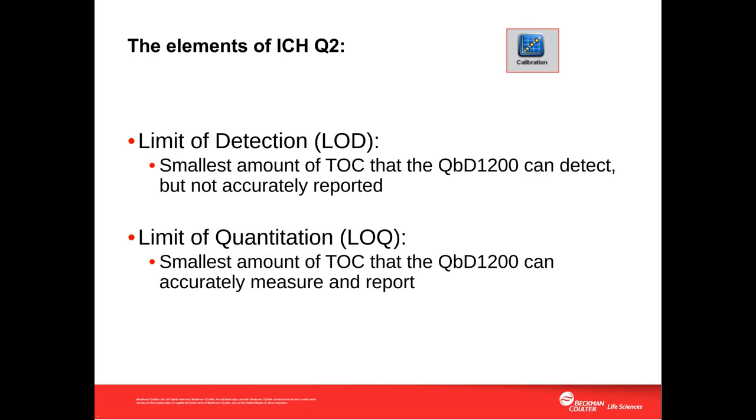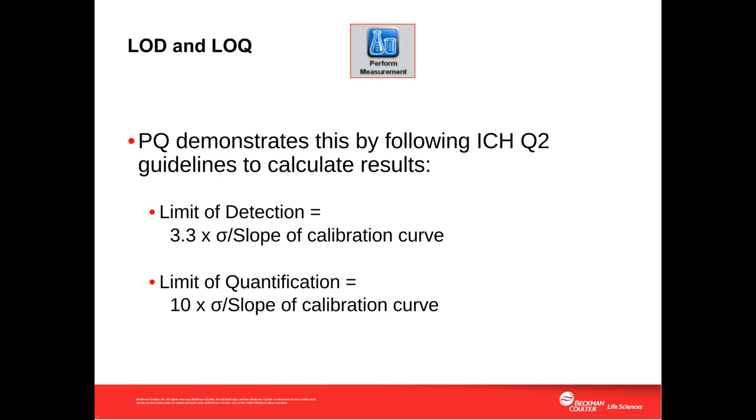Now, the limit of detection is the smallest amount of a substance the analyzer can detect, but not necessarily accurately report. Whereas the limit of quantitation is the smallest amount of a substance that the analyzer will not only detect, but will accurately measure and report. And neither of these, of course, is very easy to do in the real world, especially with a limit of detection of 0.4 ppb. So what ICH Q2 does is provide guidance on how to calculate the limit of detection and limit of quantitation based on the standard deviation of the results from a calibration.